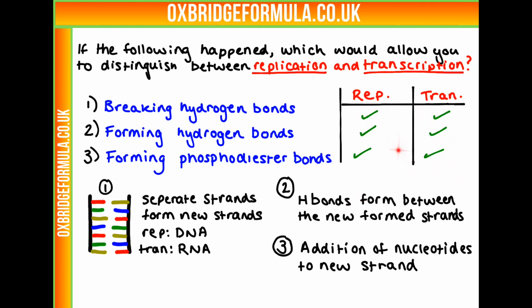There's no odd ones out. All of these processes happen in both of our processes, so none of them would be able to distinguish. So our final answer is answer C.